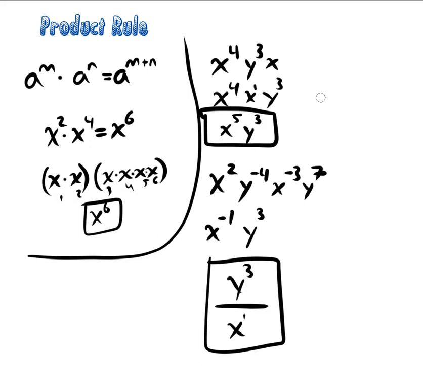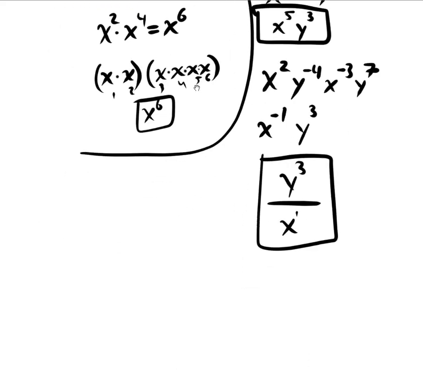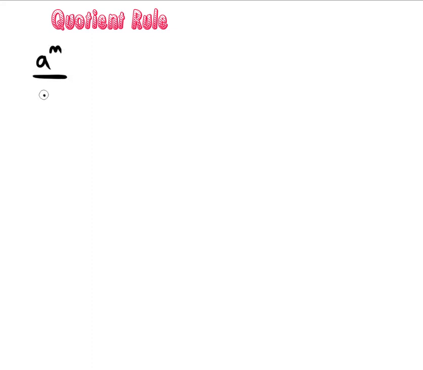So, where is that rule at? There it is, over here. That's the right one. So we have the quotient rule. The quotient rule is a fun one too. The quotient rule says if I have a to the m over a to the n, that I can do something fun.